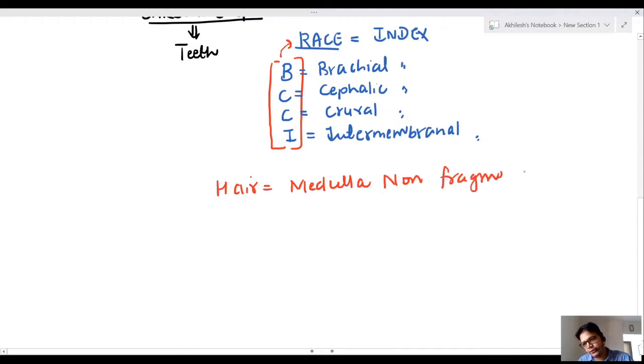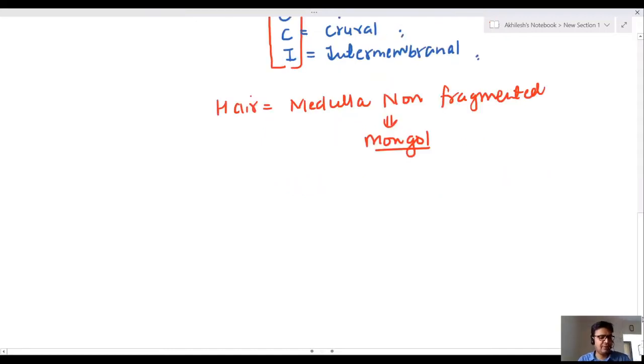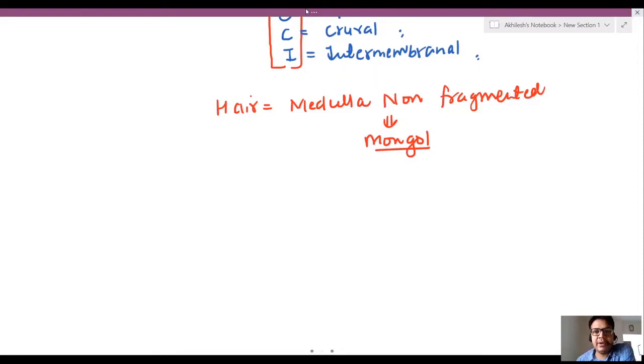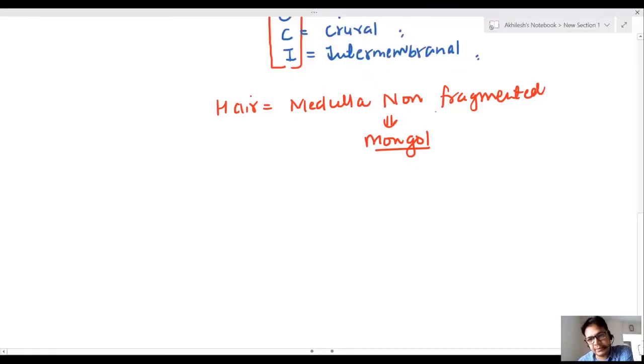Medulla is non-fragmented in Mongol. All others have fragmented medulla. This is all about race. You can remember: medulla is non-fragmented in Mongol. This is a very important MCQ.